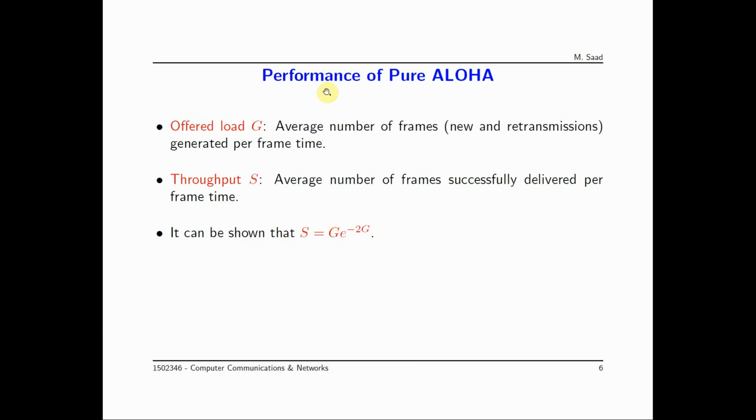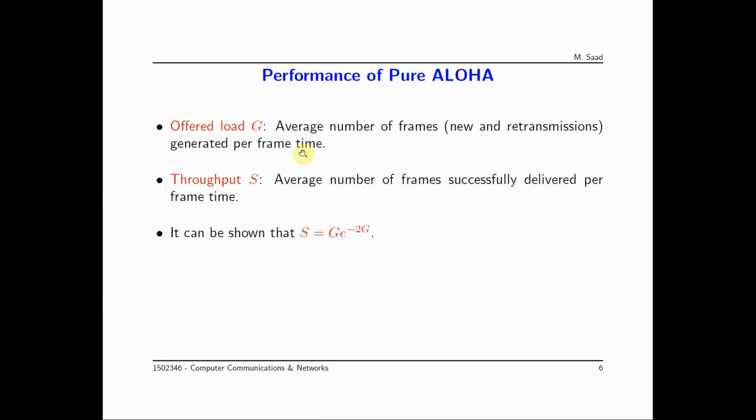So to be able to understand the performance of the Aloha protocol that we have just described, we need to make two definitions. First of all, we define the offered load, which we give the symbol G. What is the offered load? It is the average number of attempted transmissions by all stations connected to the network per unit time, the average number of frames, new and retransmission together, and by all stations. So if we say G is equal to 10, it means that on average, all stations connected to the network are attempting to transmit 10 frames per unit time.